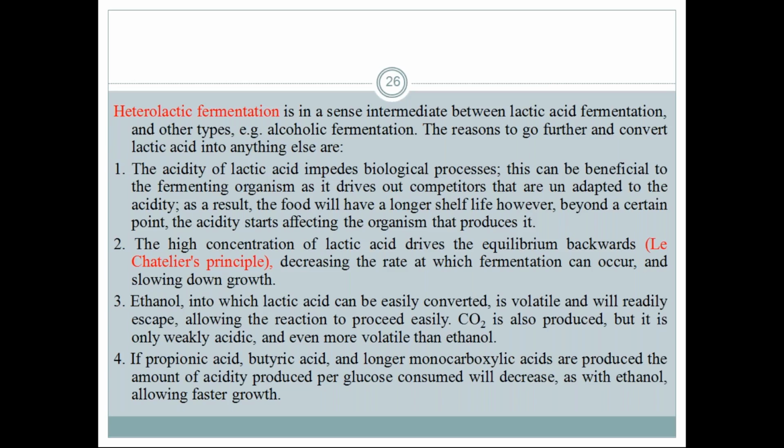Ethanol, into which lactic acid can be easily converted, is volatile and will readily escape, allowing the reaction to proceed easily. CO2 is also produced there, but it is only weakly acidic and even more volatile than ethanol. If propionate, butyrate, and longer monocarboxylate acids are produced, the amount of acidity produced per glucose consumed will decrease as with ethanol, allowing faster growth.